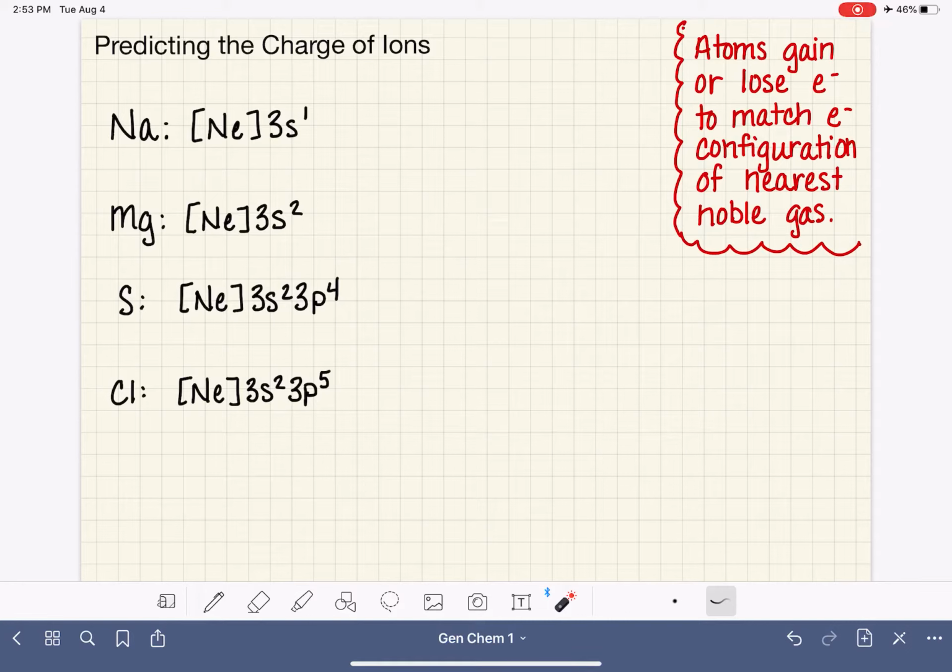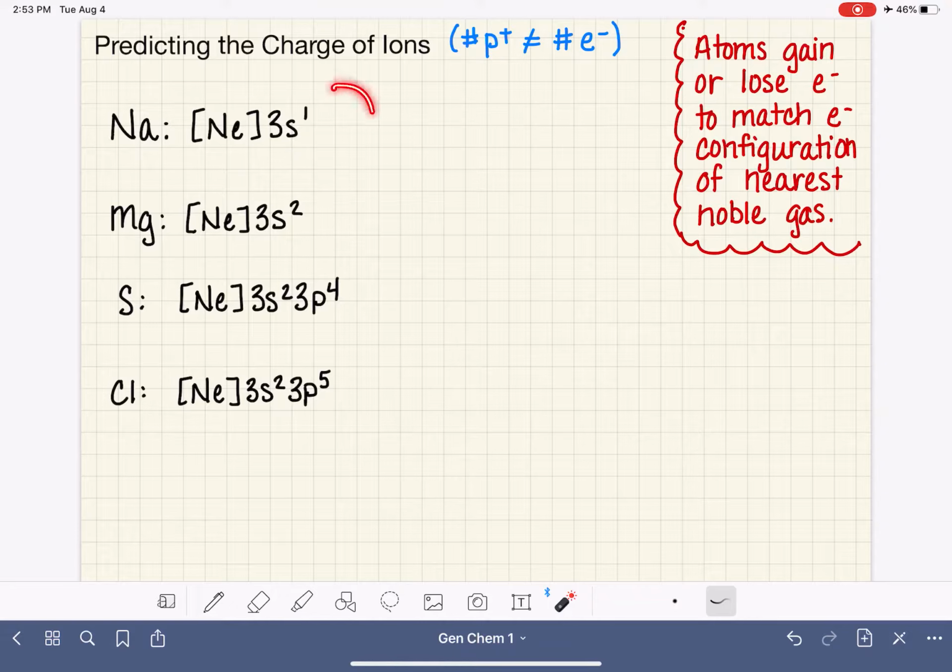In this video, I'm going to teach you how to very quickly predict the charge on ions. As a reminder, an ion is an atom that has either gained electrons or lost electrons, so the number of protons is no longer equal to the number of electrons. I'm going to be using electron configuration as a way of explaining how atoms ionize, become ions.